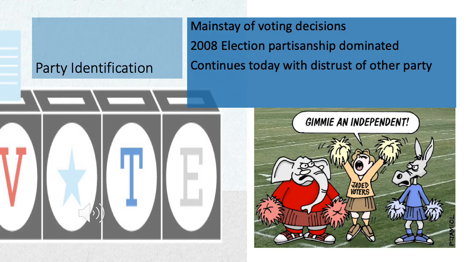All right, so that first point that we want to talk about, why people vote the way they do, is party identification. It is the mainstay of voting decisions. Since 2008, partisanship or party identification, aligning with a particular party, dominated the elections about 2008 forward. If you've done our discussion post, you sort of looked at the trends of states that were Republican or Democrat and sort of identified some of those. That continues to today. There is a lot of distrust with the other party.